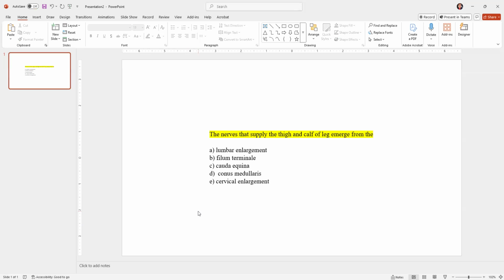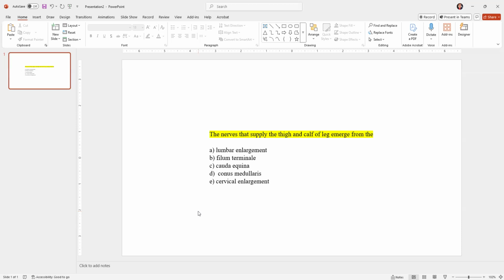Cauda equina? I don't know, I'm gonna pass. Cauda equina is the nerves that come out of the spinal cord. Nerves that supply the thigh. So those nerves, once they've come out of the spinal cord, they're called the cauda equina. But where are they coming out from? You see what I'm saying? The vagus nerve, right? Mm-mm. They travel down from there.